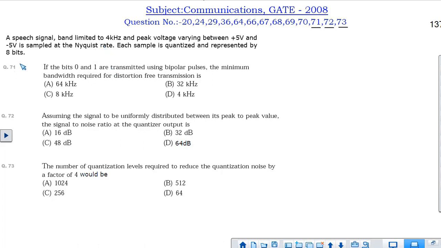The first question, that is question number 71, it is asked, if the bits 0 and 1 are transmitted using bipolar pulses, the minimum bandwidth required for the distortion free transmission. We have to find out what is the minimum bandwidth required in this case. So what are the things given? The frequency FM is given to be 4 kHz, because it is band limited to 4 kHz, and the number of bits for quantization level is given to be 8 bit.